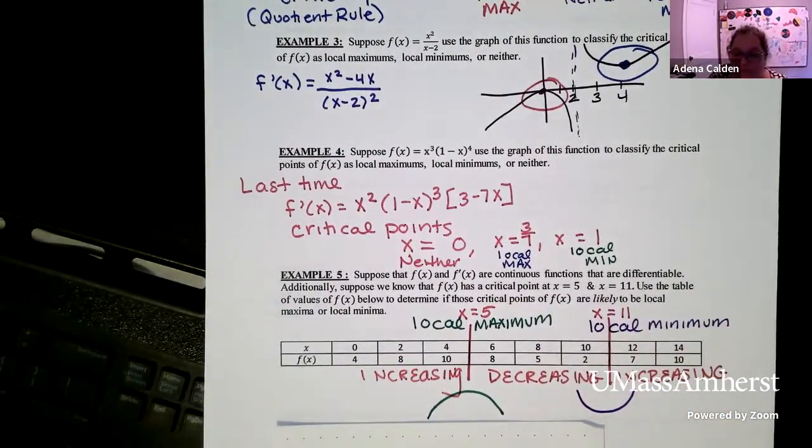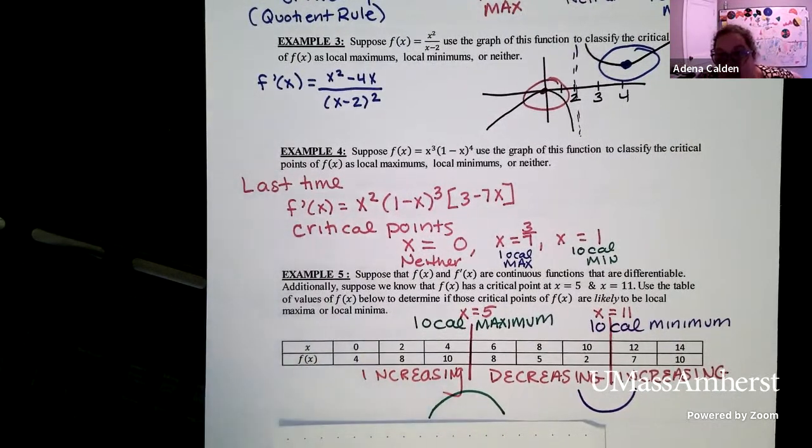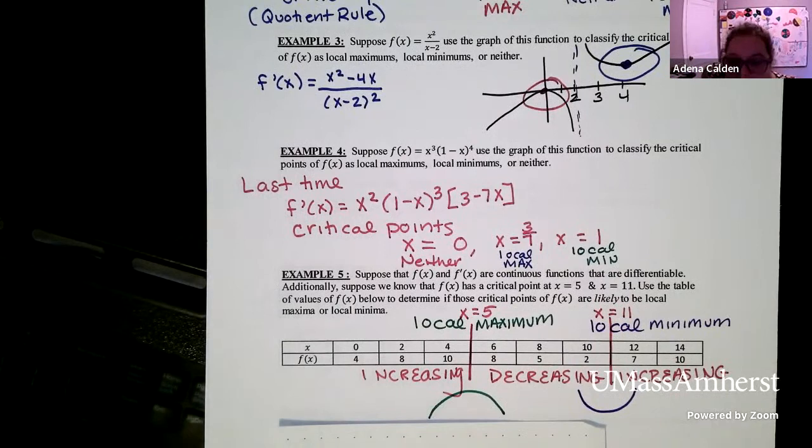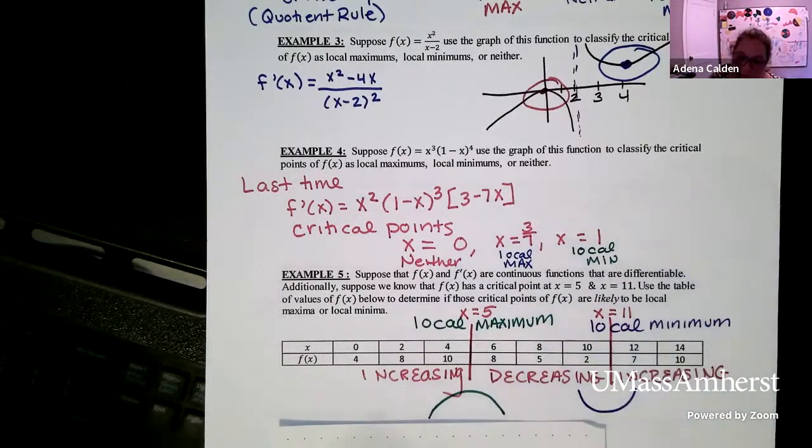So when we have information about the original function, we can use that in conjunction with that first test, the original function test, to classify our critical points. So that's how we would work through that, okay?